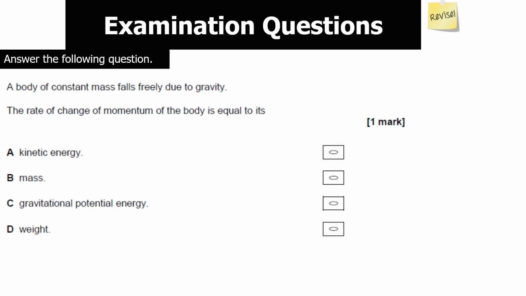The next question says, a body of constant mass falls freely due to gravity. The rate of change of momentum of the body is equal to its what? So pause the video now, then unpause the video when you want to go through your answer.